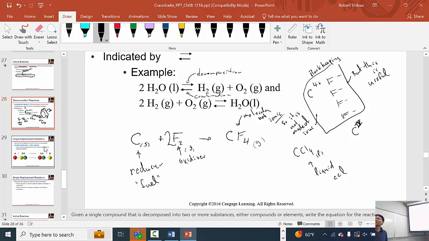So the carburetor is going to mix the fuel, which is the reducer, with the oxidizer, which is the air.